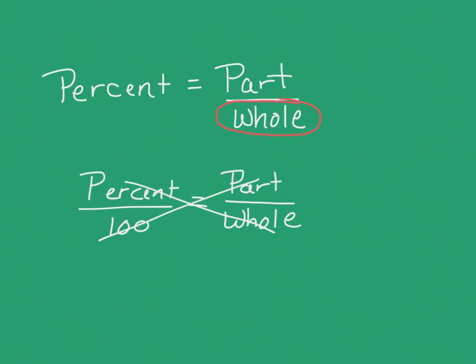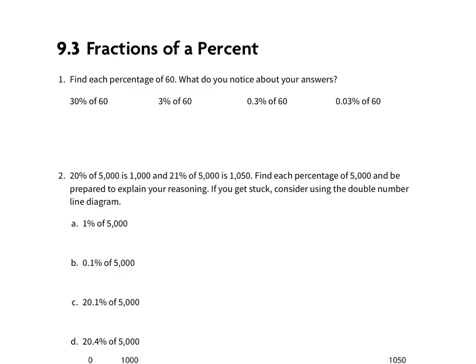As we talk about this, we won't spend too much time on it, but the question here is: find each percent of 60. What do you notice about your answers? 30% of 60. Well, again, we could find 10% of 60. 10% of 60 would be, move that decimal once, 6. 20% would be double that, 12. 30% we would multiply by 3 to get 18. So 30% of 60 would be 18.